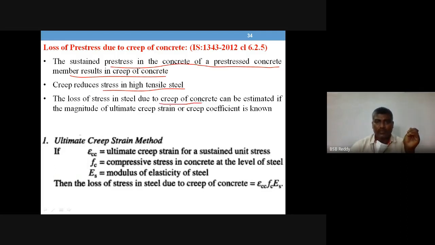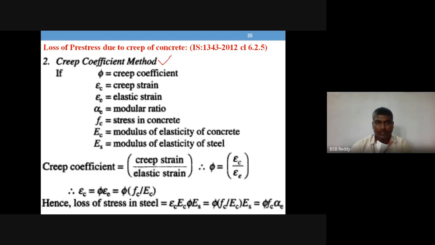The loss due to creep of concrete can be estimated if the magnitude of ultimate creep strain or creep coefficient is known. There are two such methods. One is the ultimate creep strain method, where you calculate using the ultimate creep strain value multiplied by the stress in the concrete at the level of steel, multiplied by Young's modulus of steel. If you want to solve it by the creep coefficient method, creep coefficient is, as already discussed, the creep strain by elastic strain ratio.